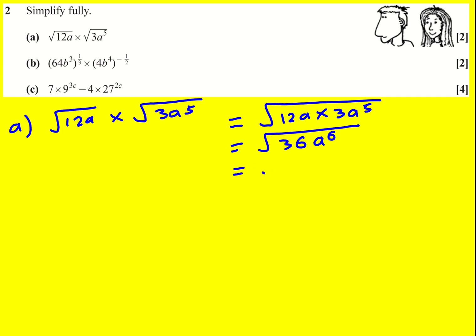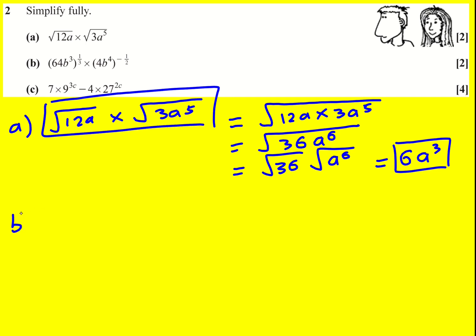Okay, now I'm actually going to separate it again. So root 36 times root a to the 6. And that's going to give me 6. And then when you square root a to the 6, you actually get a to the 3. You could also write it as a to the 6 to the power of a half and multiply the indices. So they're essentially the same thing, a power and a root. Well, they are the same thing, right?